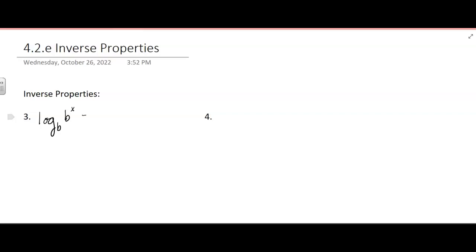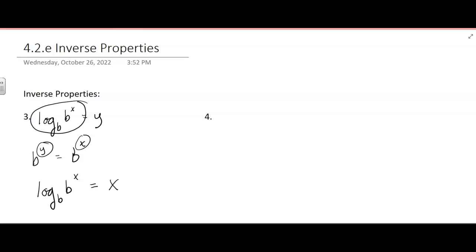Another way to look at it is to set that equal to y. Then if you change it to exponential form, you have b to the y equals b to the x. So what must y be? Well, it must be x. So this whole part here evaluates to just x. So log base b of b to the x equals x.